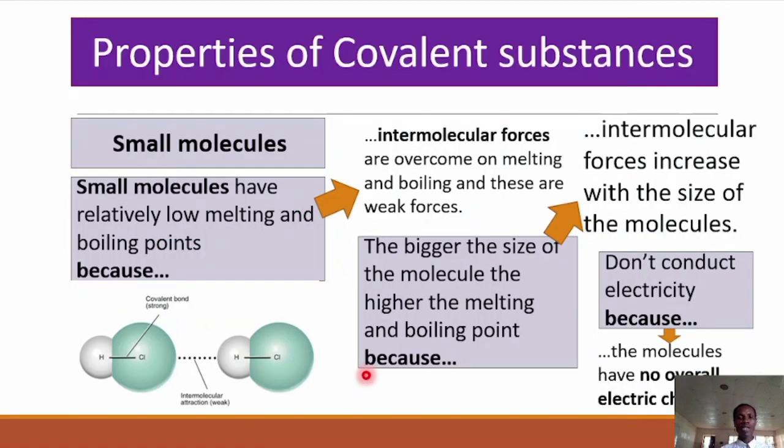Properties of covalent substances. Now we want to look at properties of covalent substances. We can classify covalent substances into two: small molecules and giant molecules. Now we are looking at small molecules of a covalent compound, a compound formed like a hydrogen molecule, when two hydrogen atoms come together to share electrons, giving a simple molecule. Simple covalent compounds have relatively low melting and boiling points.